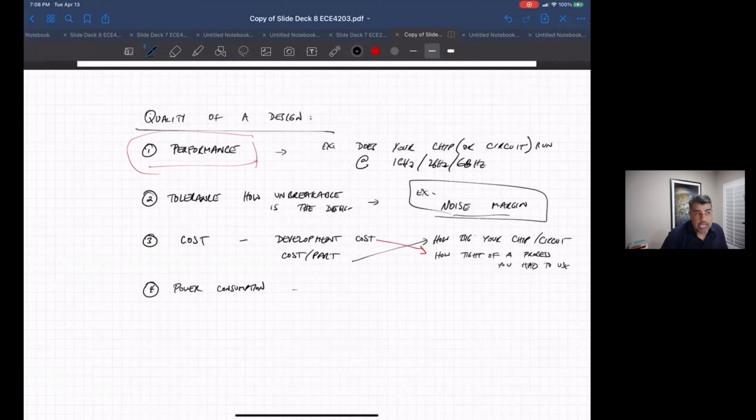Or how much gas: if your engine's running at like 5 miles to the gallon, again, not a great product, right? Nobody's going to be happy about that. So that's the topic of today's conversation.